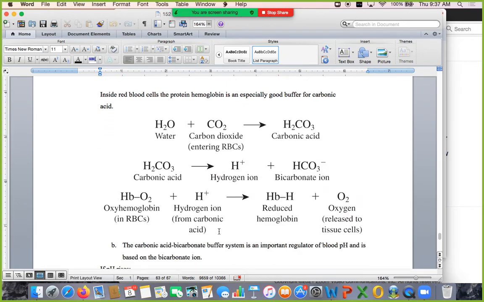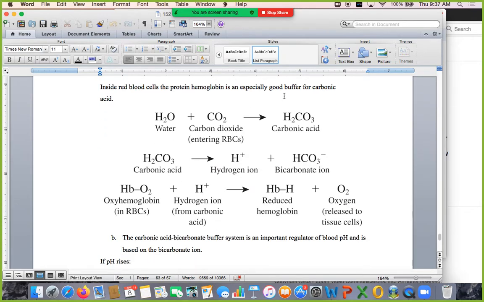We also have hemoglobin as a buffer for carbonic acid. Hemoglobin is a really good example of a protein buffer system. Hemoglobin is able to pick up the carbonic acid and hold on to it, so it's able to hold on to this hydrogen ion that's released when carbonic acid becomes bicarbonate. And then that hydrogen ion can get picked up by reduced hemoglobin as it's releasing the oxygen to the cells.